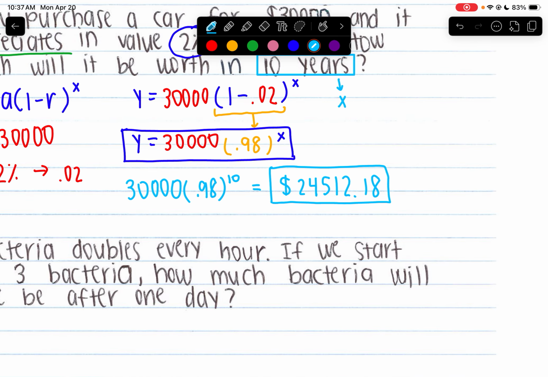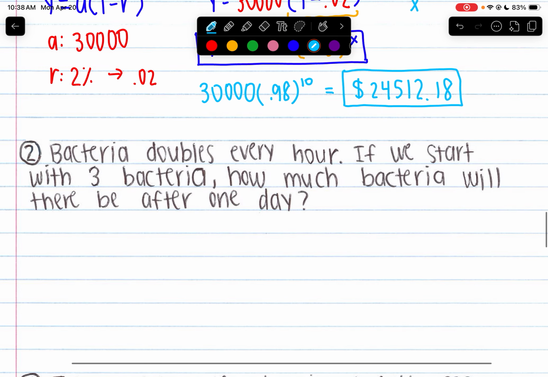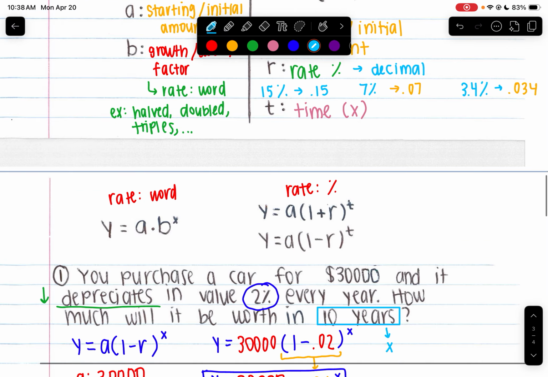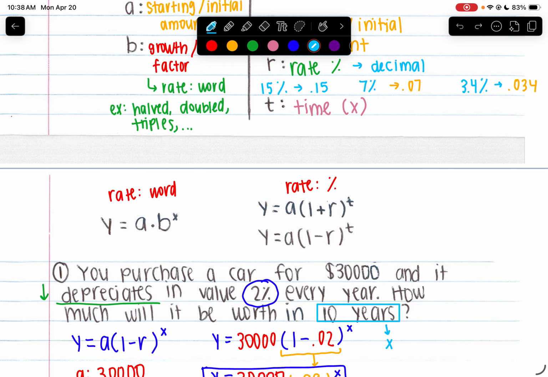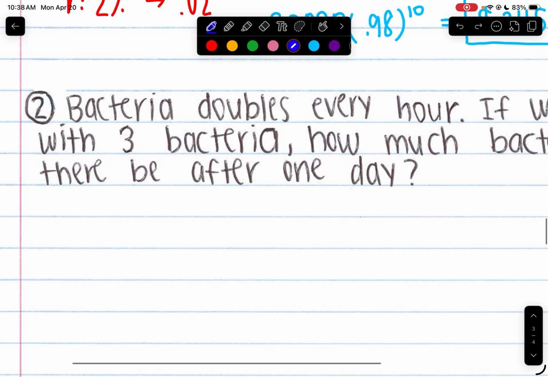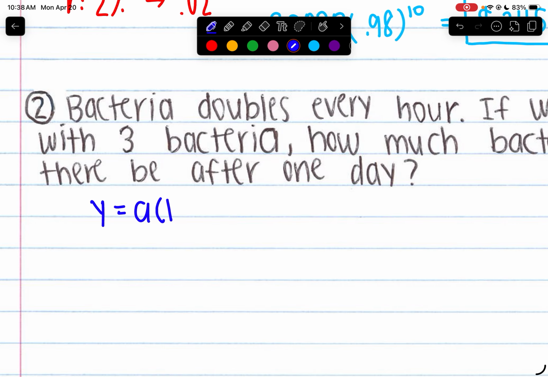All right. Moving on to the next question, we have bacteria doubles every hour. If we start with 3 bacteria, how much bacteria will there be after 1 day? Just based off of reading this problem, I don't see a percentage in it. Because there is not a percentage, we're going to be using the formula on the left. That formula is y equals a times b to the power of x. You can use that multiplication dot if you want.